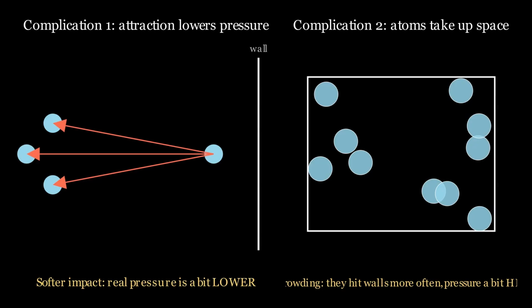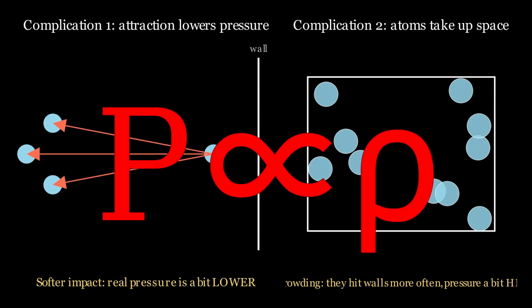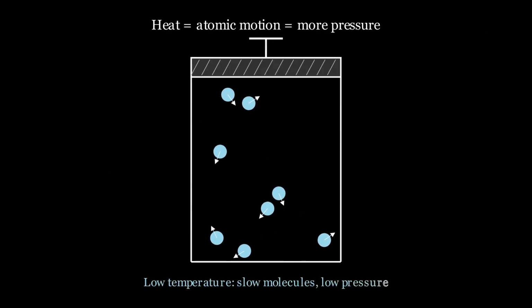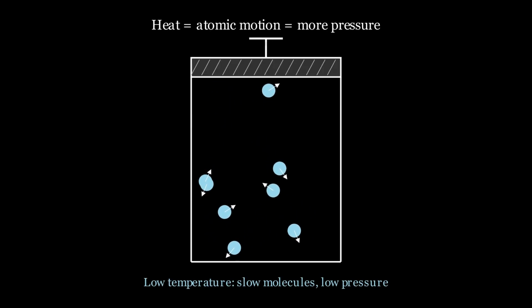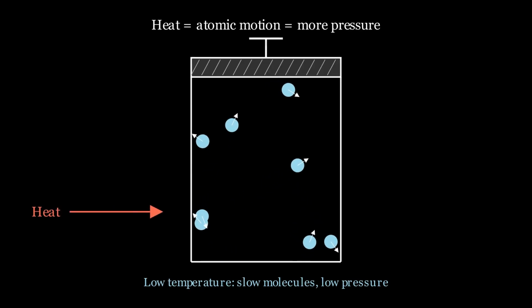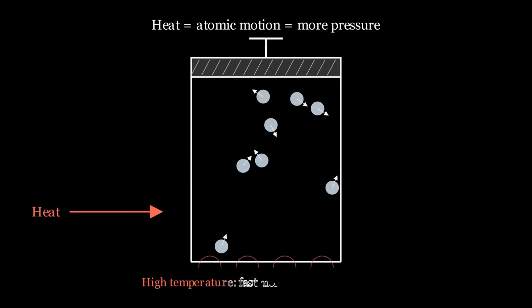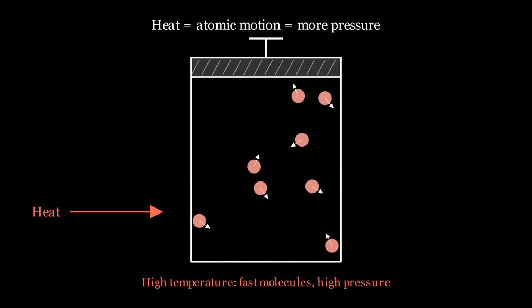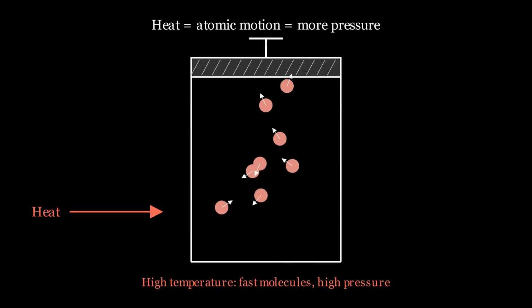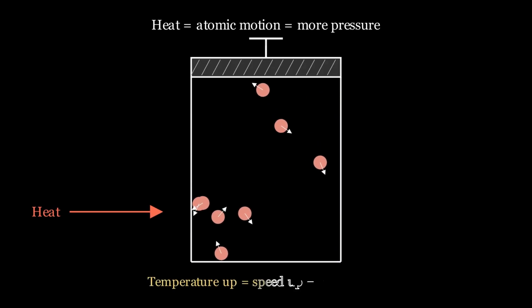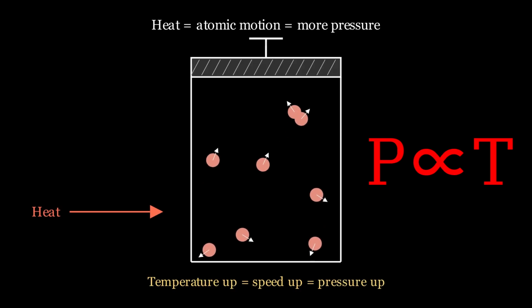Both shrink toward nothing as density gets low. So at low density, pressure ends up proportional to density, just like we said. Now what if instead of increasing the density of the gas, we increase the temperature? As mentioned before, heat is atomic motion, so we would be increasing the atom's speed. Since the atoms are faster, they collide more often, meaning pressure is also proportional to temperature.